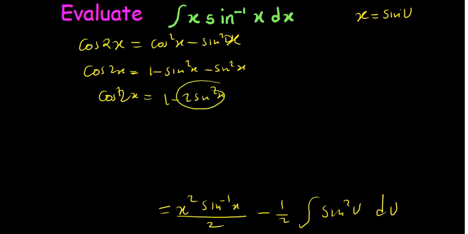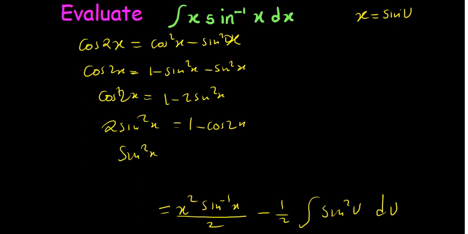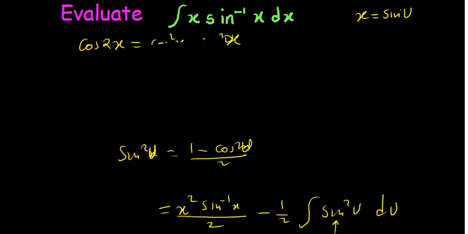I'm going to take this one to this side and bring this one to this side. So it becomes positive 2 sine squared x being equal to 1 minus cos 2x. Dividing both sides by 2, sine squared x is going to be equal to 1 minus cos 2x over 2. So this is what we are going to replace here. But in this case, we just have u here, not x, so we're going to use u. That's the identity that we're going to replace. I just wanted to derive it, otherwise that's an identity that we should always have in mind.